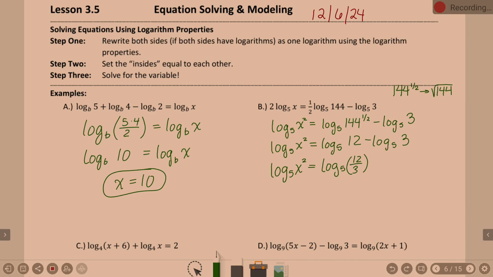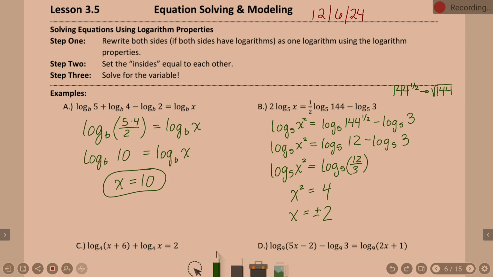What do we have happening at this point? Technically, it's log base 5 equals log base 5. So we can say that x squared is equal to 12 divided by 3, which is 4. If x squared equals 4, take the square root of both sides. x equals plus or minus 2, but it'd just be 2 because you can't have a negative. It'll just be 2.